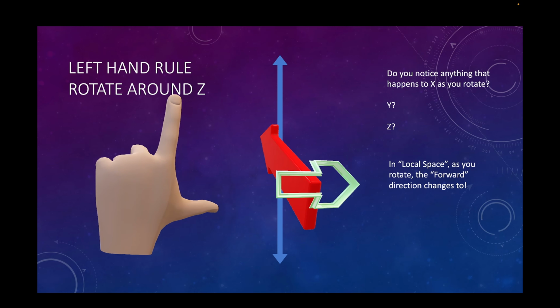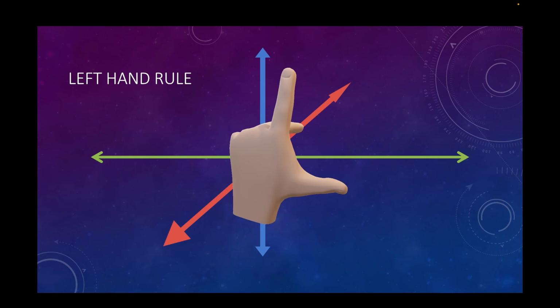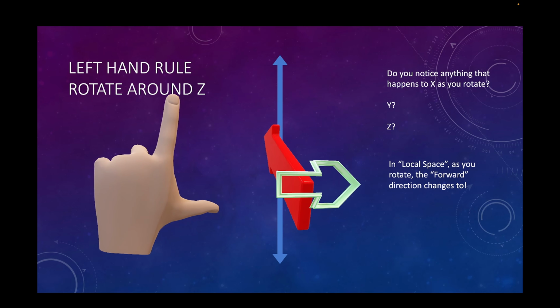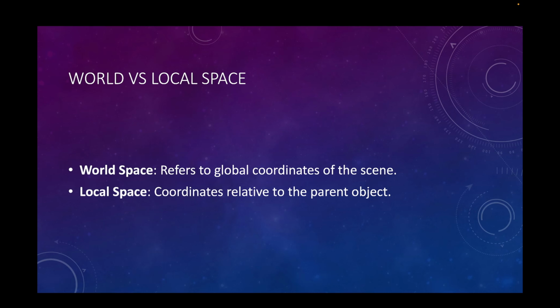Now, when you're rotating using this left hand rule, when you rotate around Z, you take your pointer finger, keep that still, and then rotate and spin your hand like that. And you can see that values change on X and Y. When you rotate around Z, the X and Y forward changes. In something called local space, which we'll talk about a little bit later, the forward direction will actually change as well. So world space refers to global coordinates of the scene.